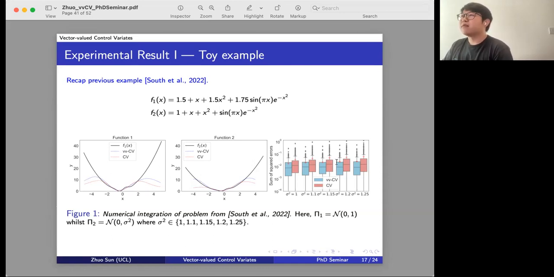In this figure, I'm changing two distributions. I fix the first distribution, pi one, to be standard normal, and I'm gradually changing pi two, making its variance larger and larger. Each column here is one value of sigma squared. You can see that in all these four cases, the VVCV has a smaller sum of squared errors than the standard scalar-valued control variates.